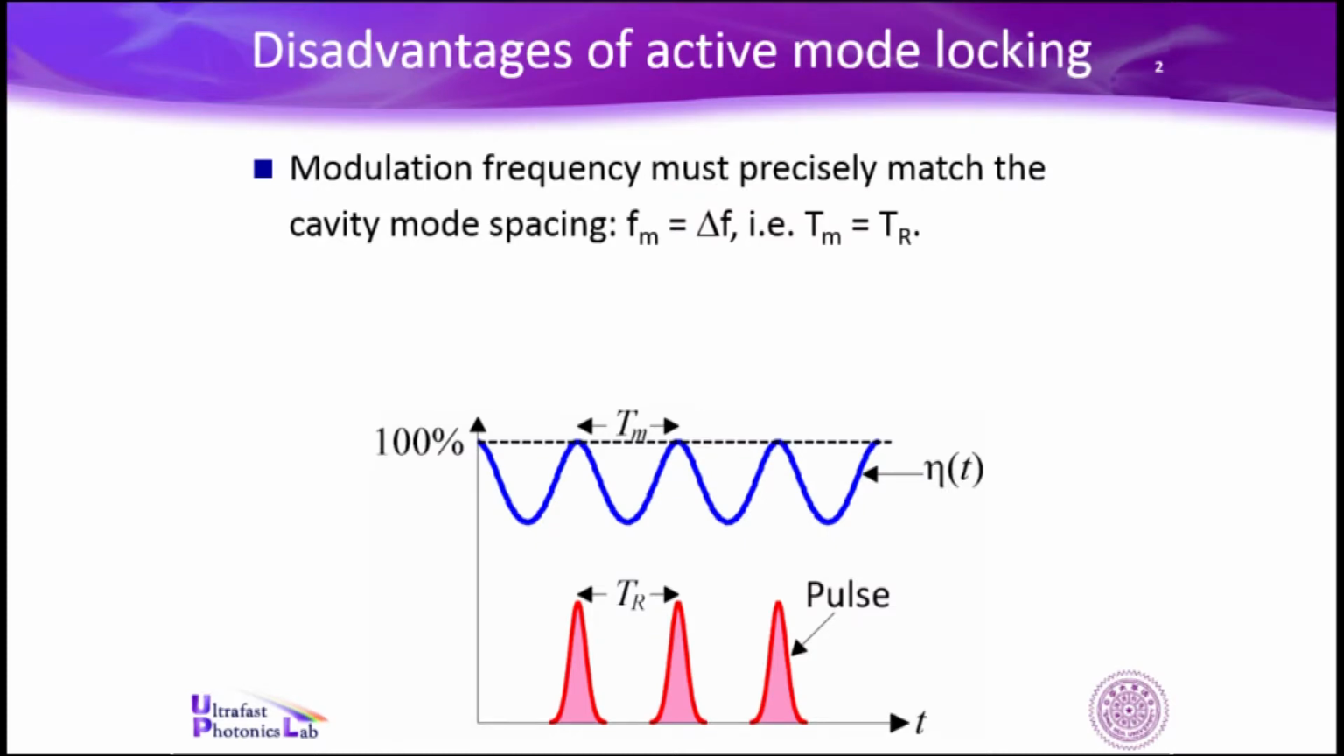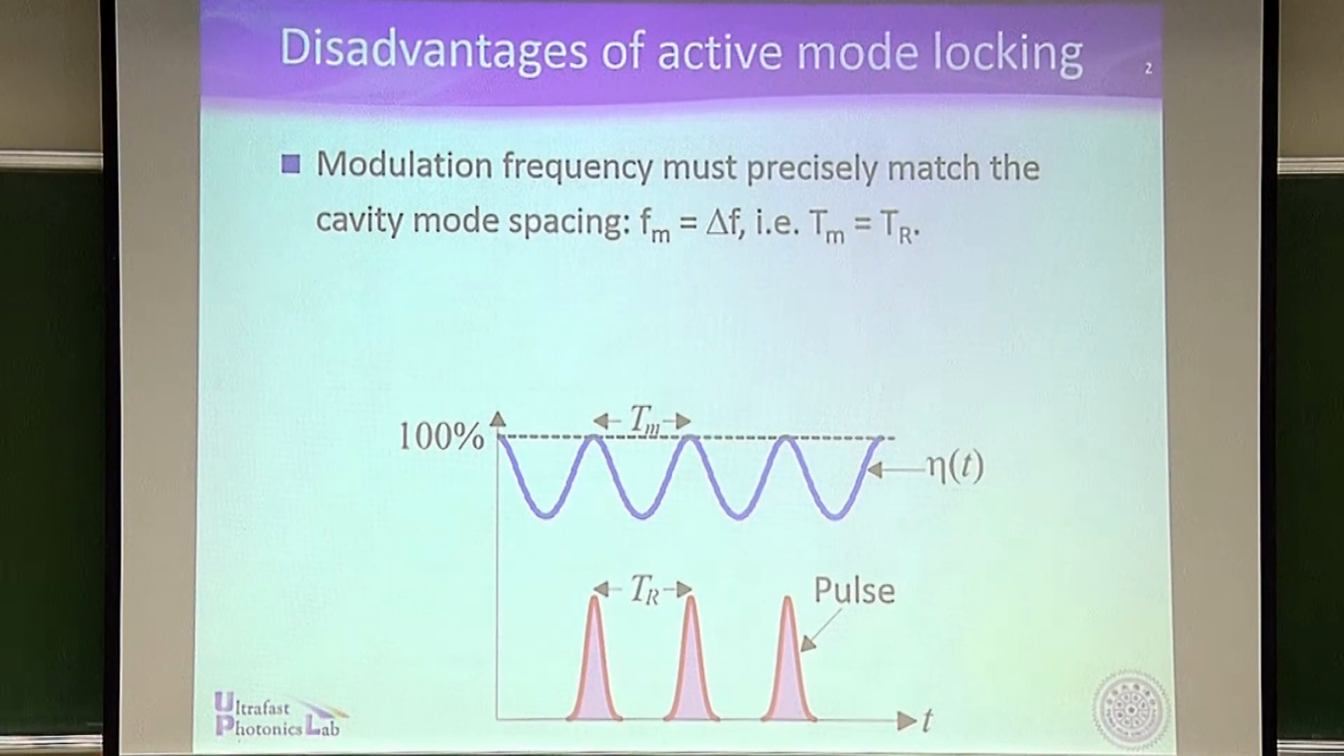Starting with some basic ideas. What are the disadvantages of active mode locking? We have seen active mode locking in lesson 2. But what are the problems of those lasers? I summarize into 2 points.